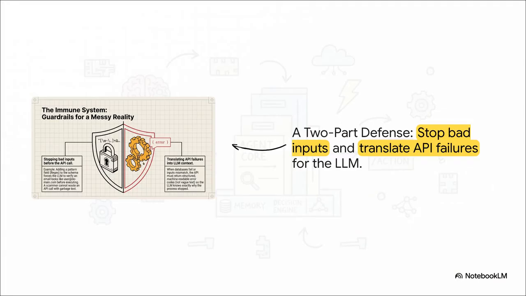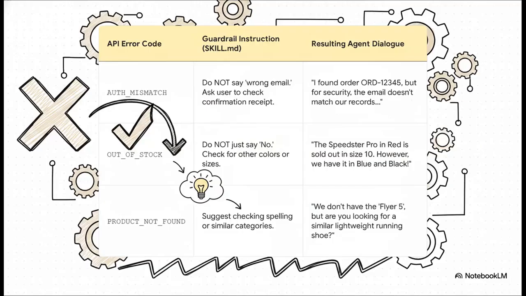Think of these guardrails as a 2-part defense system. First, they're preventative. They stop bad inputs before they can ever cause a problem, like making sure an email address is formatted correctly. And second, when things inevitably do go wrong, they act as a translator. They take those cryptic, ugly system errors and turn them into useful context that the LLM can actually understand and do something about.